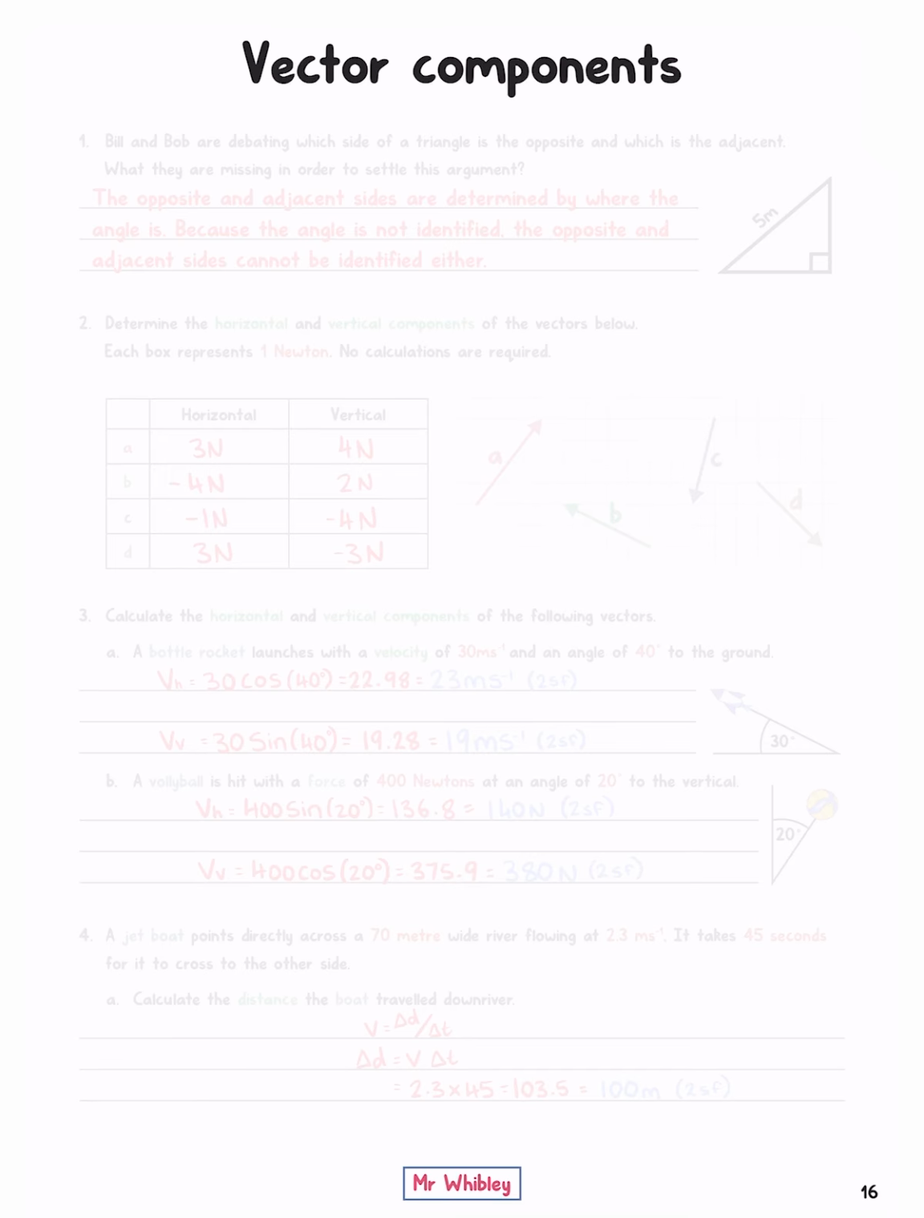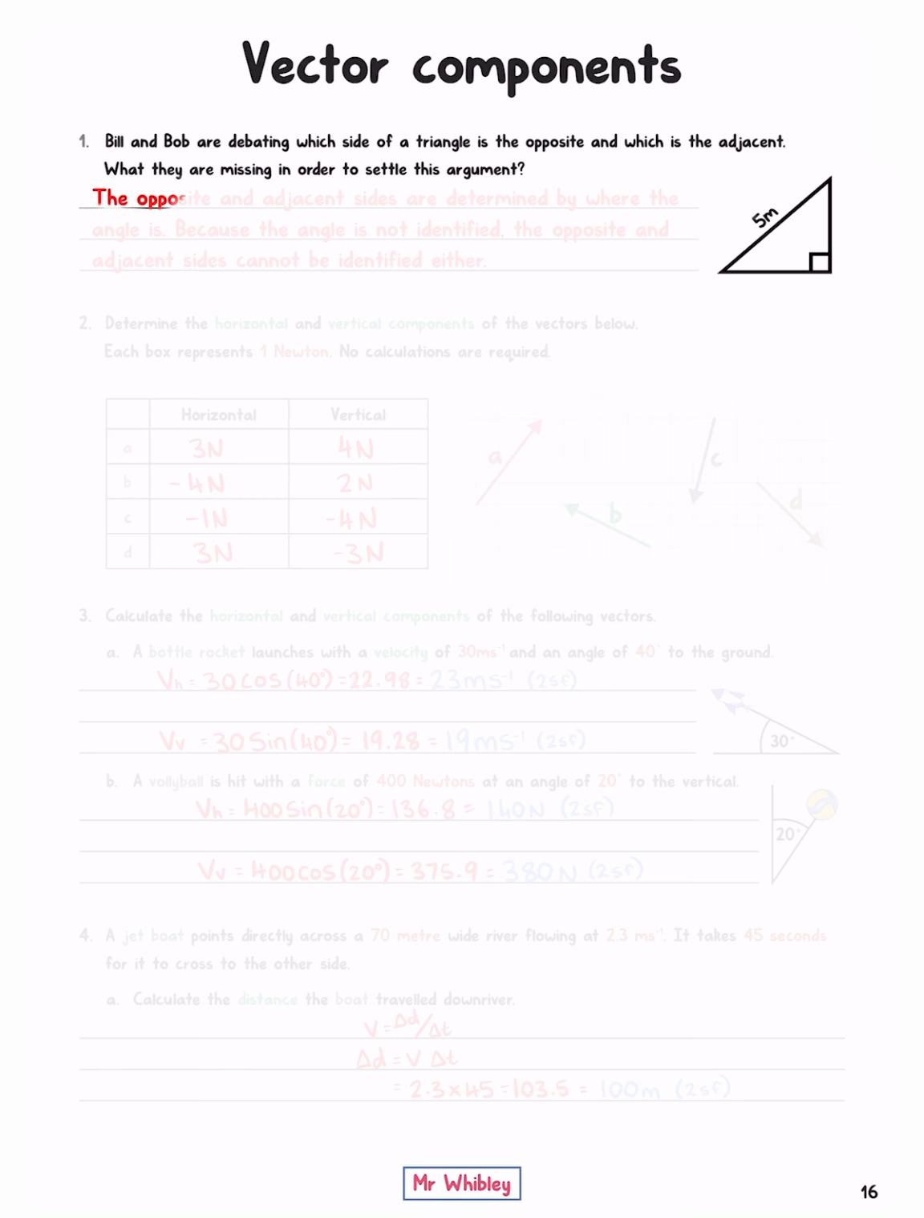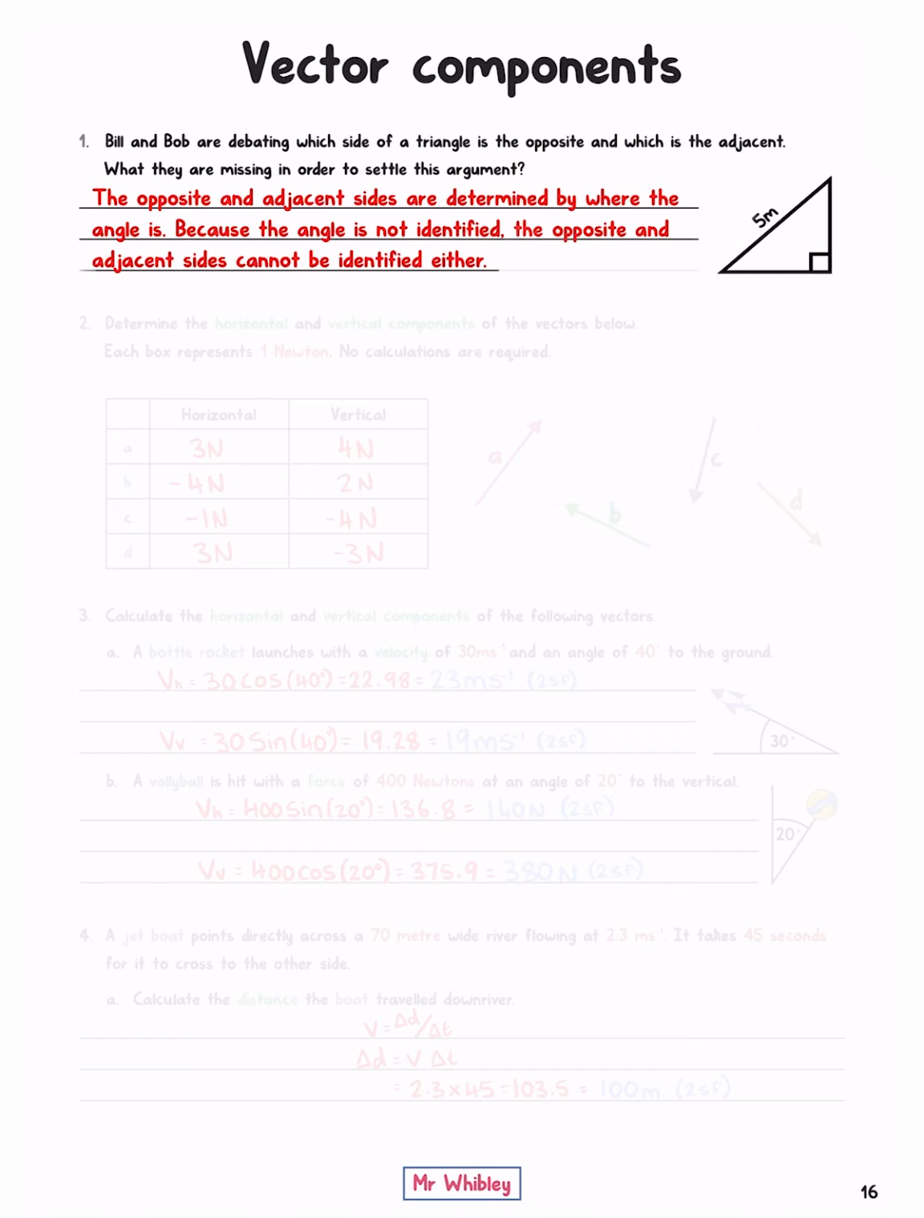Vector components. Question 1. Bill and Bob are debating which side of a triangle is the opposite and which is the adjacent. What are they missing in order to settle this argument? The opposite and adjacent sides are determined by where the angle is. Because the angle is not identified, the opposite and adjacent sides cannot be identified either.